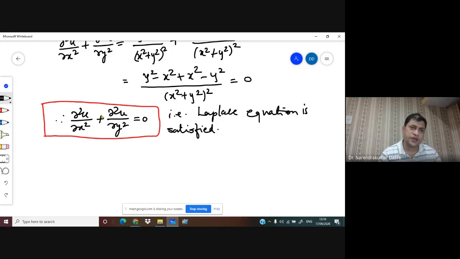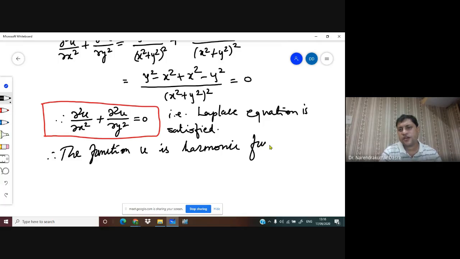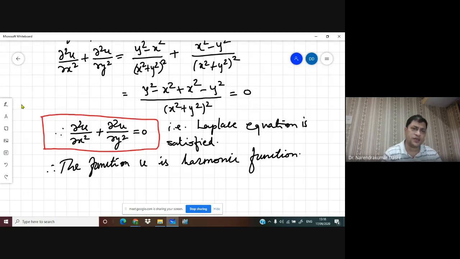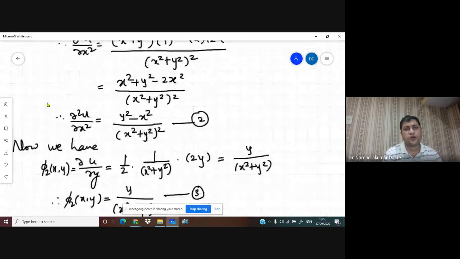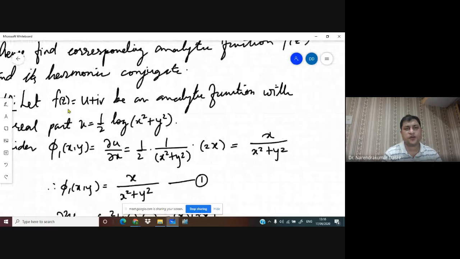Once we get the Laplace equation satisfied, we can say the function we have, u, is harmonic. So this is going to be the harmonic function. Now we have got the first part completed for this example. Now we want to find out the analytic function f(z).